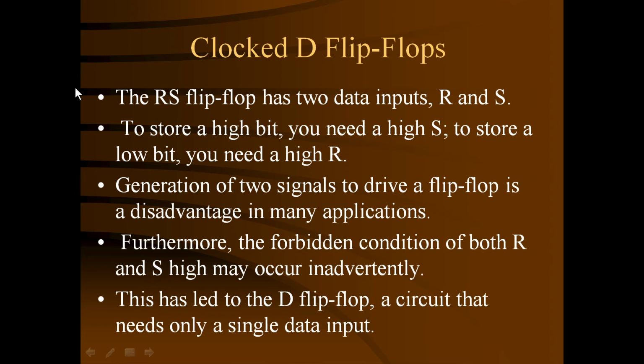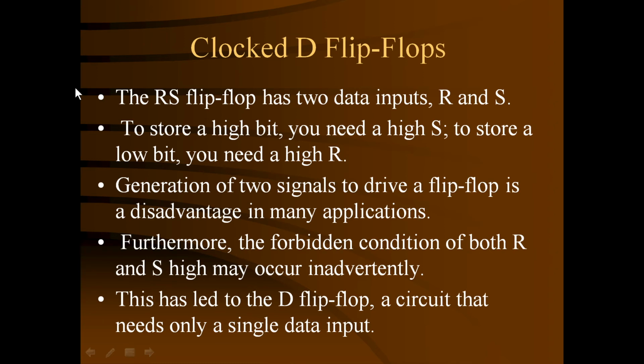To store a 0 in the output, or to reset the flip-flop, you have to give S equal to 0 and R equal to 1. You have to apply it and you have to give the enable input high. These two different data generators are required in a clock RS flip-flop. This is one of the limitations. This limitation can be overcome in a clock D flip-flop.